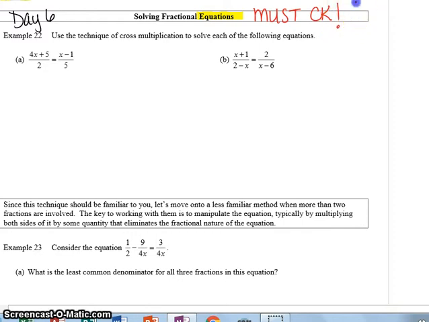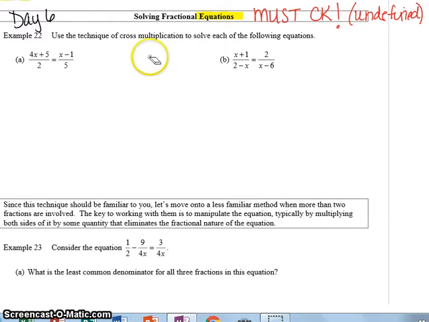Why must you check it? Because anytime there's fractions, you're going to reject the undefined answers. Okay, so I want to instill that in your brain right now that this is also on our must checklist. Okay, well, example 22 says use the technique of cross multiplication to solve each of the following.